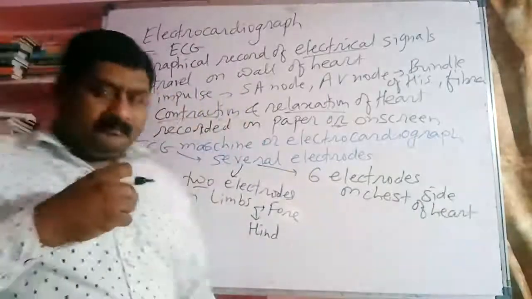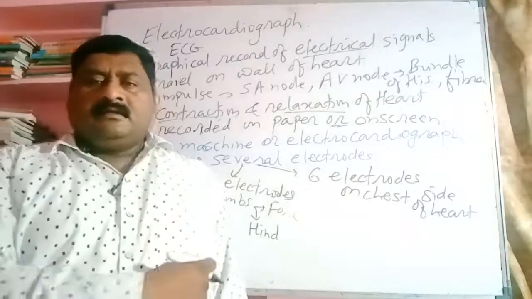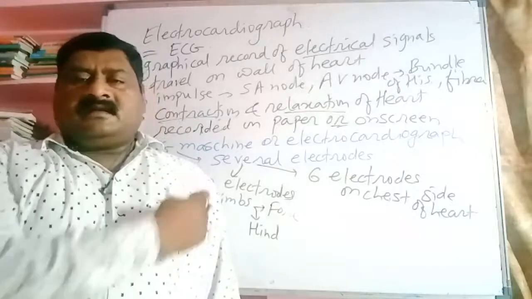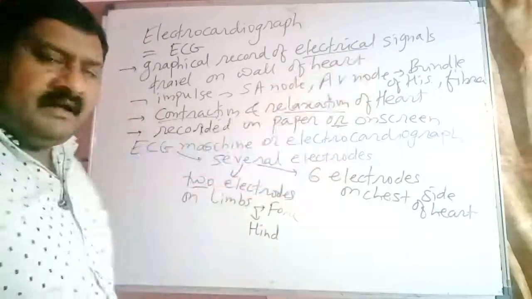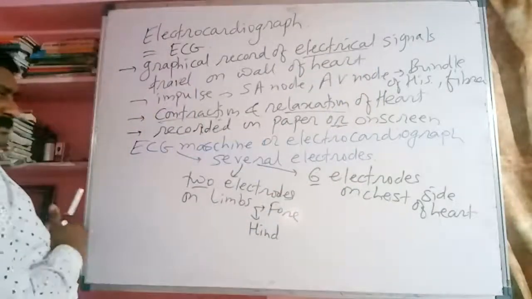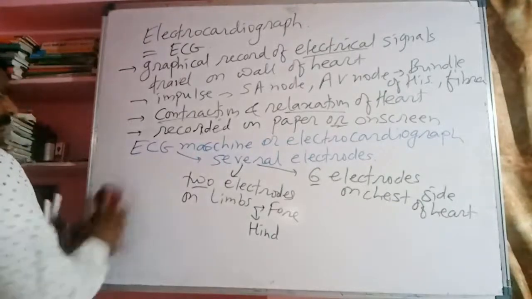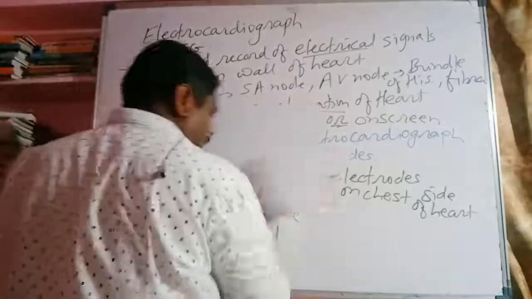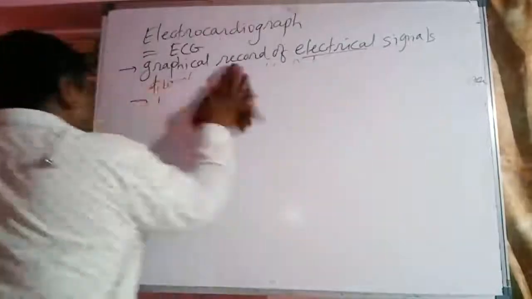So here, one electrode here, second, third, fourth, fifth, sixth, अशा या सिक्वेन्स मध्ये इलेक्ट्रोड अटॅच करतात. त्याला वायर कनेक्ट असते ECG मशीन सोबत. The 6 electrodes are placed. The machine is on and the print is obtained in the form of waves. It consists of 4 waves. Here the graph is plotted.